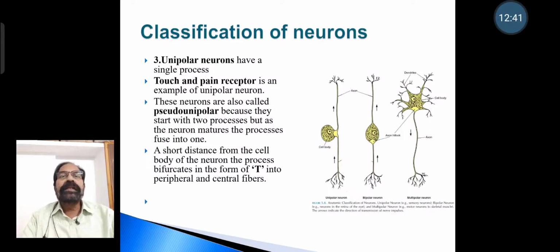Then unipolar neurons have a single process. The touch and pain receptor is an example of a unipolar neuron. These neurons are also called pseudo-unipolar because they start with two processes, but as the neuron matures, the processes fuse into one. A short distance from the cell body of the neuron, the process bifurcates in the form of a T into a peripheral and central fiber.